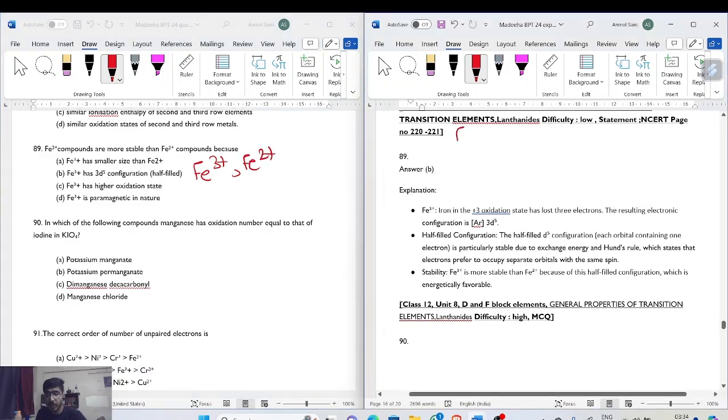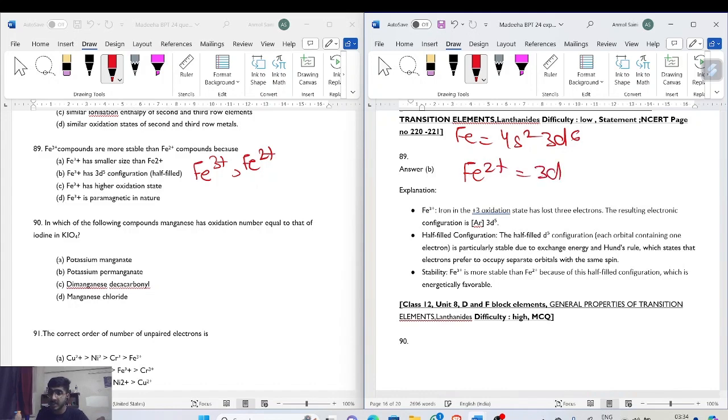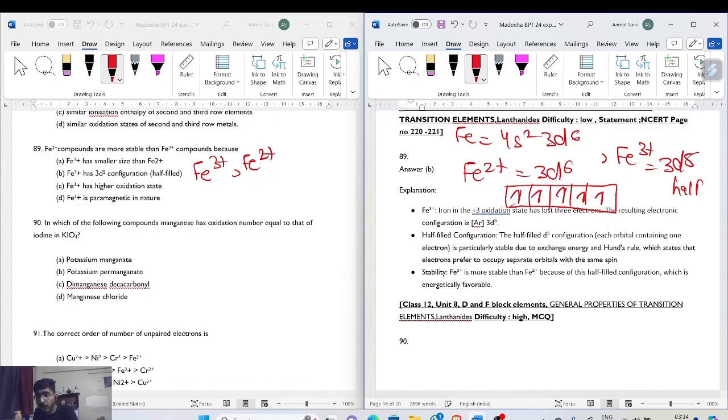First of all, we can write the electronic configuration for Fe, which is 4s2 3d6. Now for Fe2 positive, it will be 3d6. For Fe3 positive, it will be 3d5. If we draw the orbital diagram, then we can see 1, 2, 3, 4, 5 for 3d5. So we have a half filled orbital for 3d5, and for 3d6 it is not half filled.